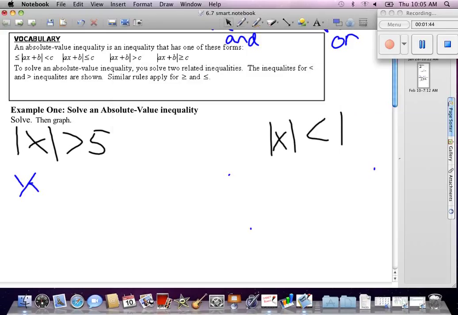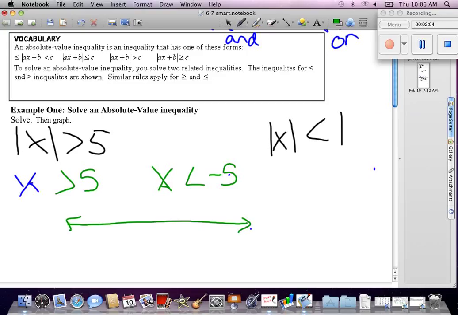All right, so x is greater than 5. We have to write it the other way. Or x is less than negative 5. Because remember, we can have a positive number in here and a negative number in here. And now you have to do what? Graph. So you draw a number line. You have a negative 5 and a 5.